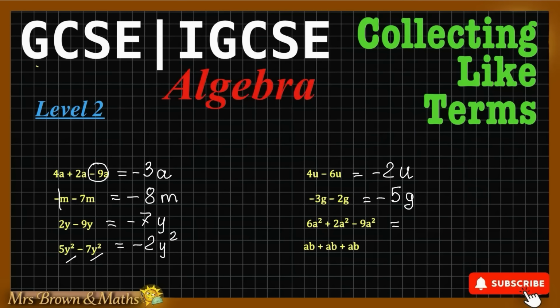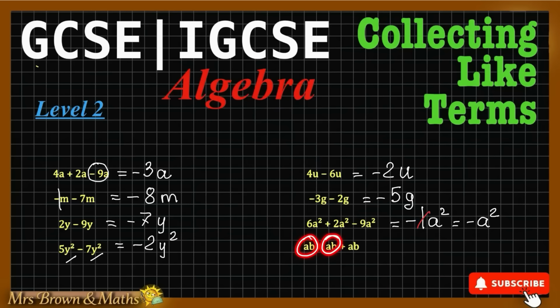6a squared plus 2a squared minus a squared. The variable is the same, so they're like terms. Let's combine them. 6 plus 2 is 8, minus 9 will be minus 1. So the answer should be minus 1a squared, but in algebra, we don't write 1 in front of the variable. So the final answer is minus a squared.